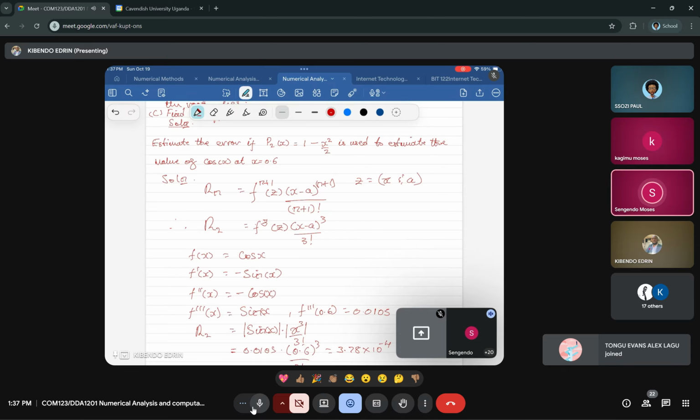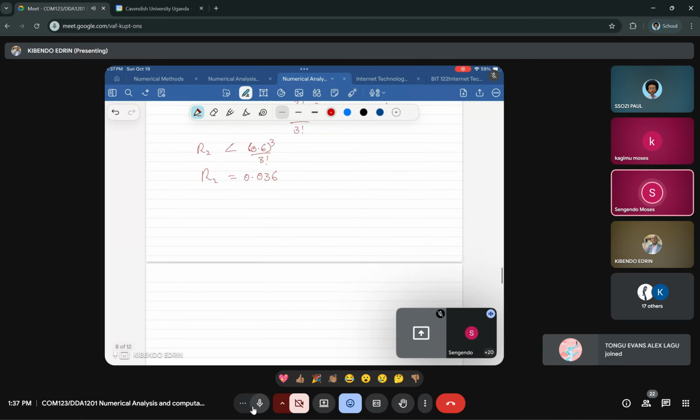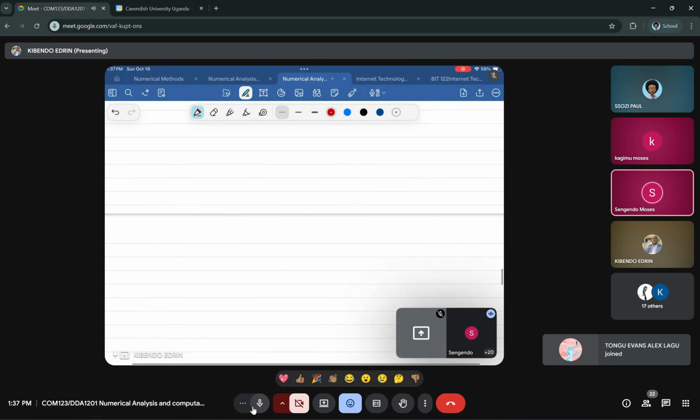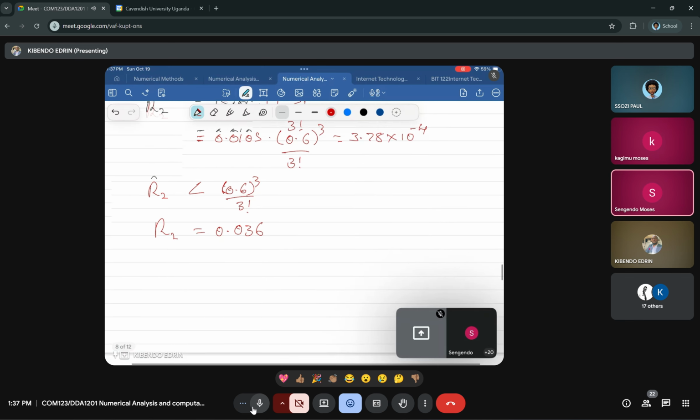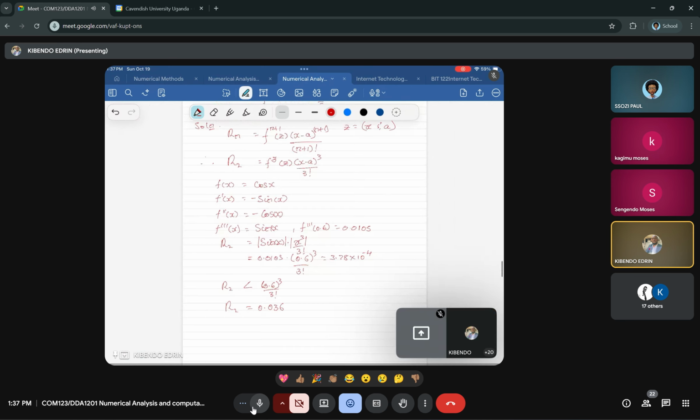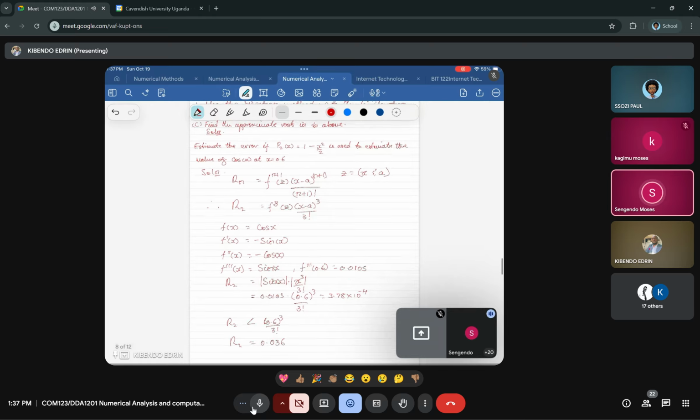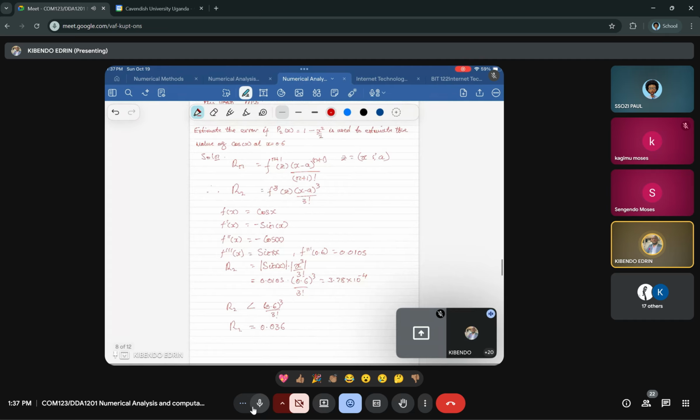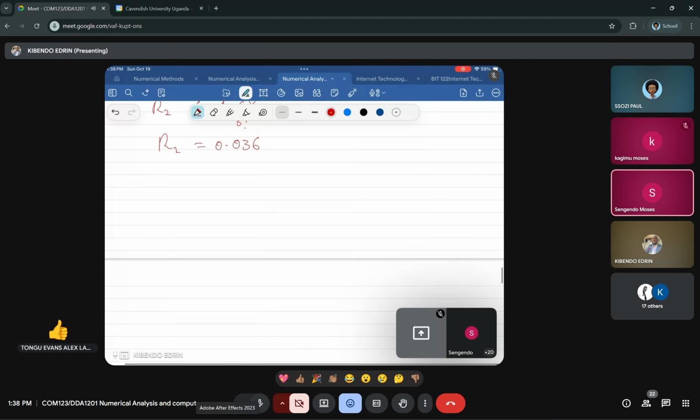Okay, so far so good. Let's go to the second one. People should copy, I think. You can take the screenshot. Please take a screenshot. Then fine. Let's continue on the second one.